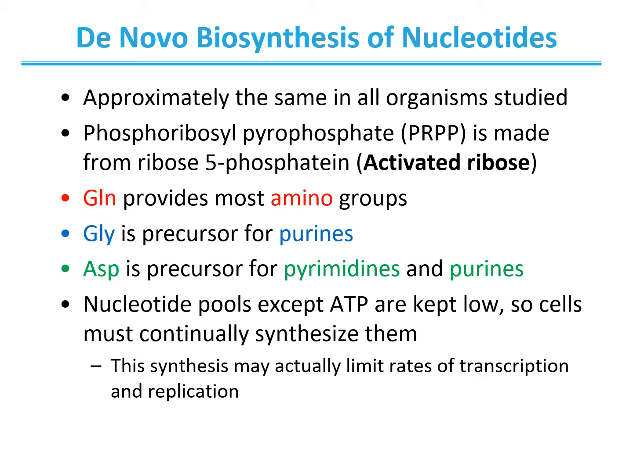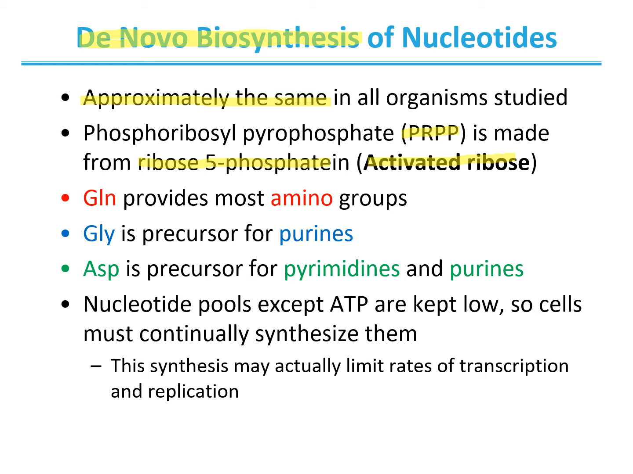So first up, the de novo synthesis, or synthesis from the beginning, using the raw materials, and it's approximately the same in all organisms and all kinds of species which have been studied. This de novo synthesis is almost the same. And phosphoribosyl pyrophosphate, or PRPP, is made from the ribose 5-phosphate, which is the activated ribose.